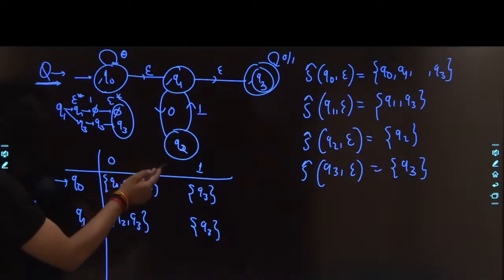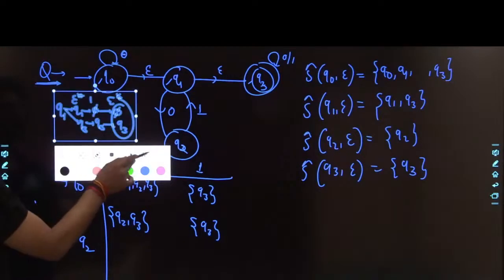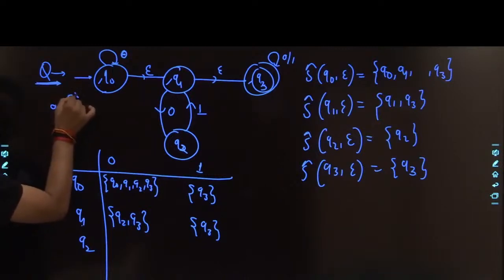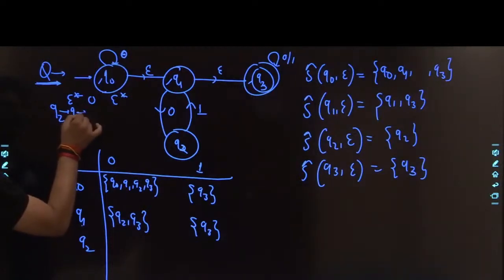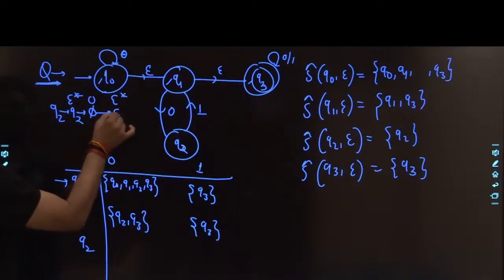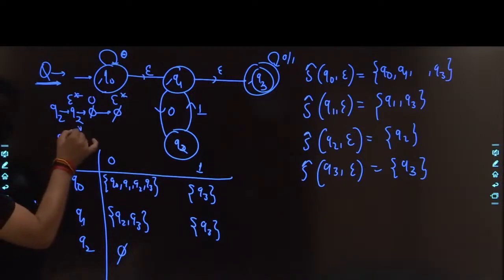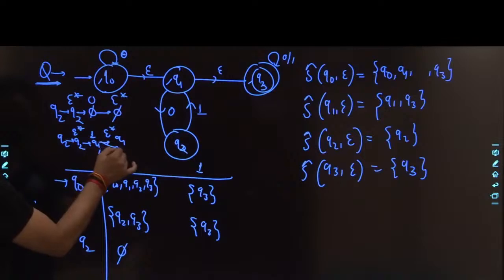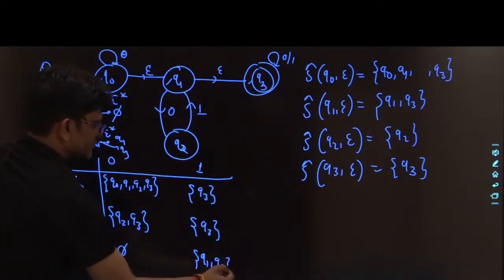Q2 on 0, phi. Q2 on 1. Q2 on 0: epsilon closure of Q2, Q2. Q2 on 0, phi. Epsilon closure of phi is phi. Q2 on 1: what is the epsilon closure of Q2? Q2. Q2 on 1, Q1. What is the epsilon closure of Q1? Q1, Q3. So Q2 on 1, Q1, Q3.